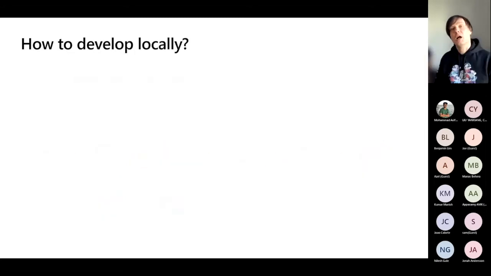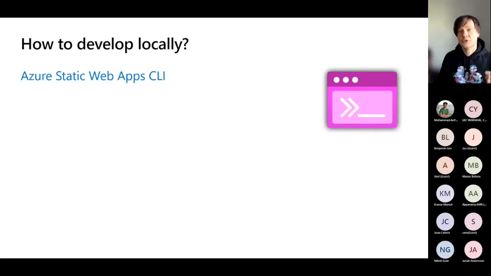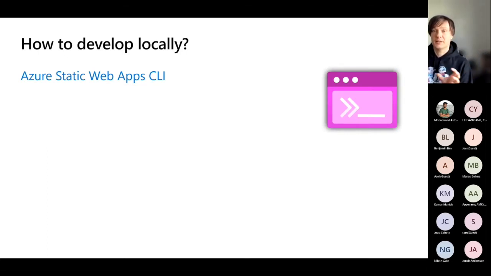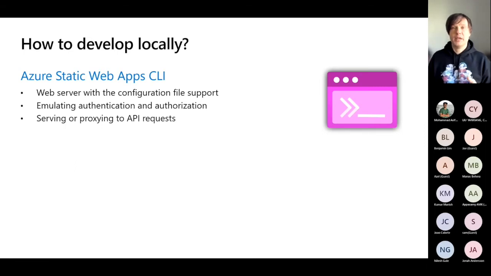Okay, next question. How to develop things locally? I already pointed to a couple of potential challenges in local debugging of, for example, API endpoints or authentication. We have an awesome helper here, called the Azure Static Web Apps CLI, or Command Line Interface. It's a package on npmjs.com which allows us to actually get these helpers for development and debugging of APIs and authentication.